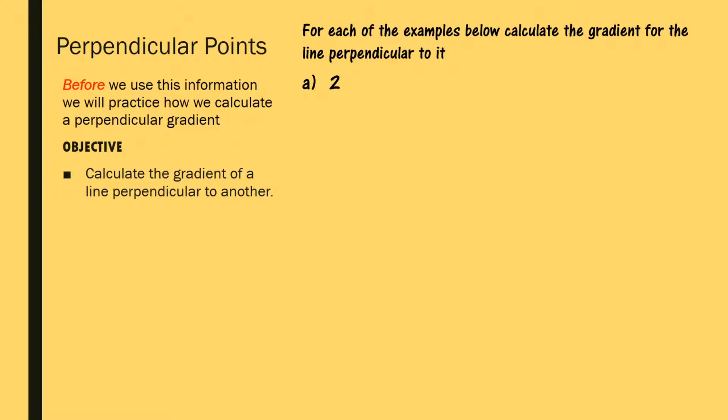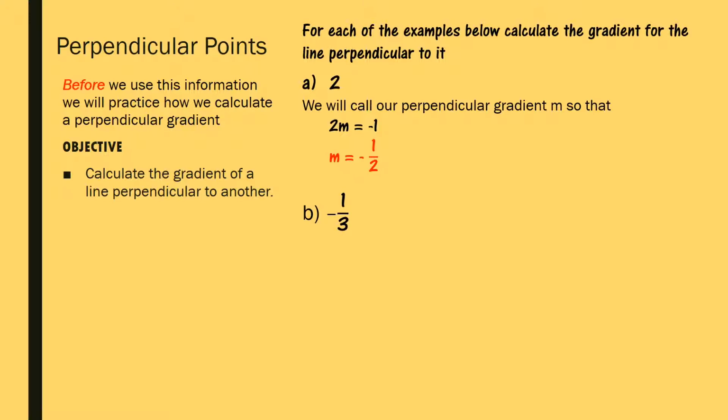So if I've got a line with gradient 2, we're going to call our perpendicular gradient m, so that if I multiply the existing gradient times my perpendicular gradient, I'll get minus 1. So 2 times m equals minus 1. If I move the multiply by 2 over the other side, it will become divided by 2, and that will give me that the perpendicular gradient is minus a half.